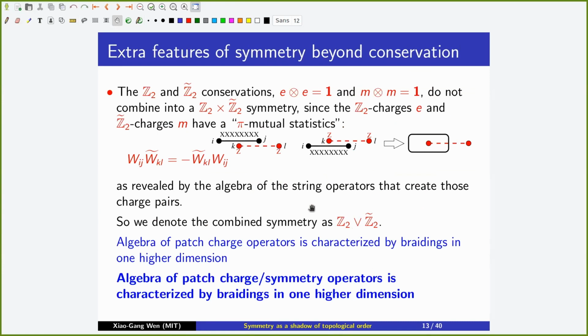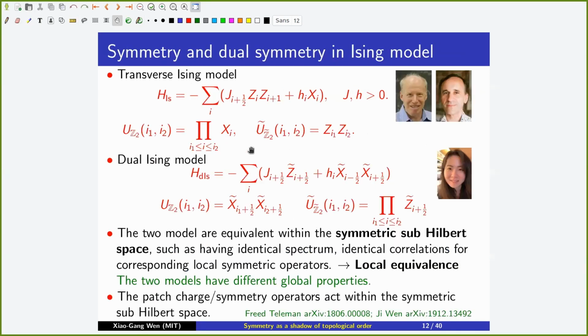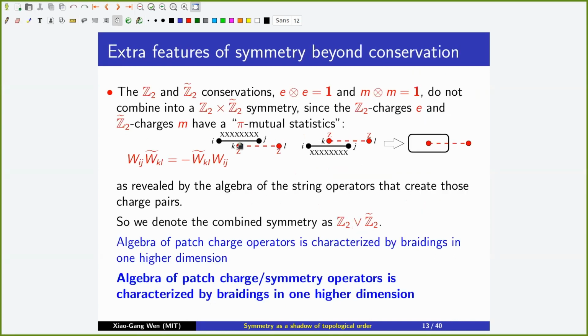So this actual feature we talk about is that these two symmetry transformations do not always commute. Remember, one is a product of X, another is just two Z operators at the string end. So when the two string operators straddle in this way, they anti-commute because Z and X collide. This is the actual feature we mentioned: not only the conservation law and selection rule, there is a mutual statistics we can see from this operator.